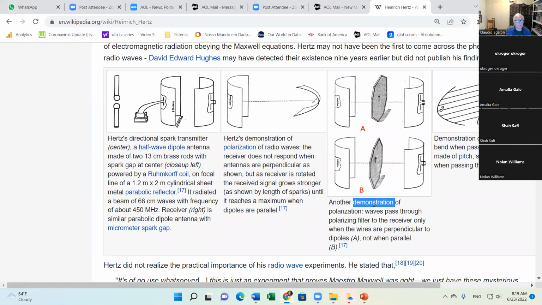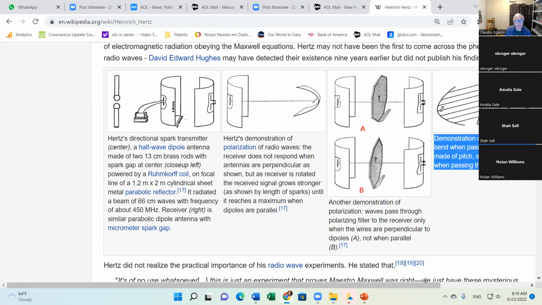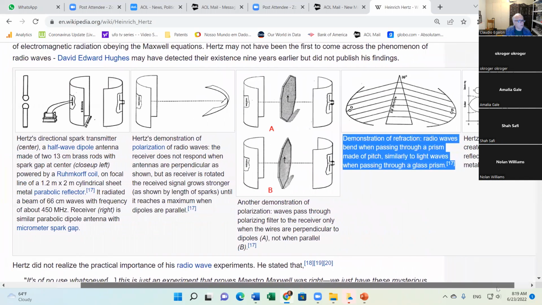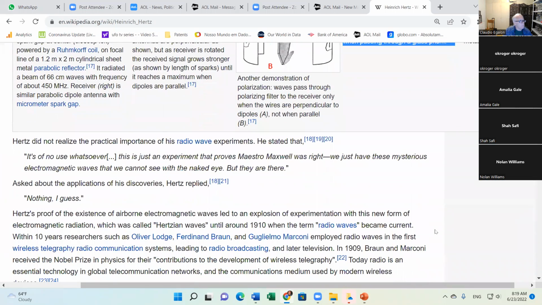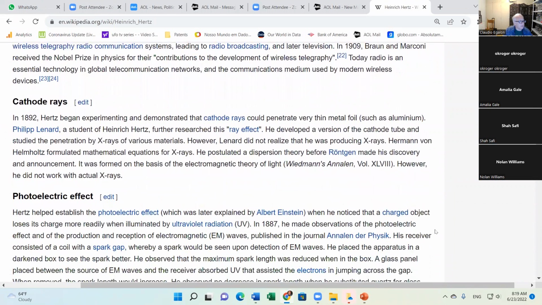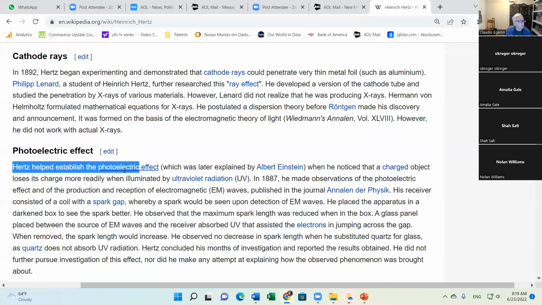He did experiments on polarization of the electromagnetic wave, refraction as well. He was very thorough in his demonstration, his experiment. He didn't stop just at demonstrating the little sparks in there. He went even further than that. The photoelectric effect. See that? Hertz helped establish the photoelectric effect. That was later explained by Albert Einstein.